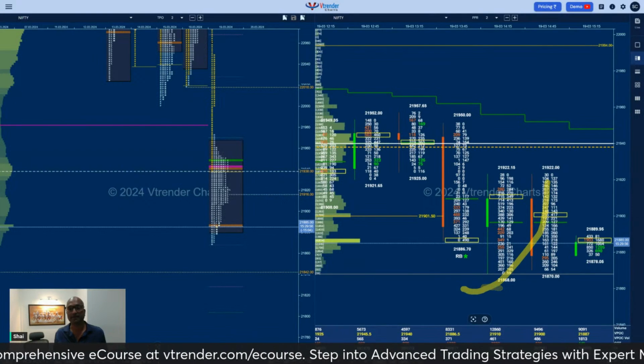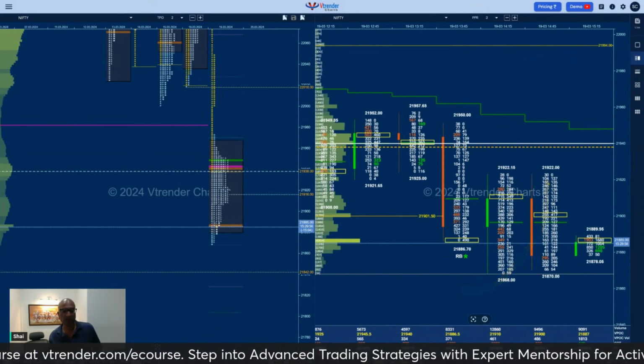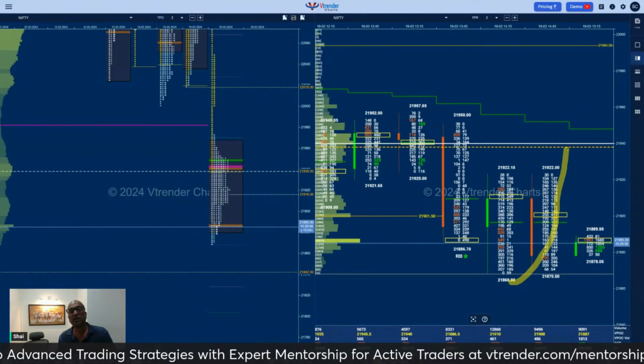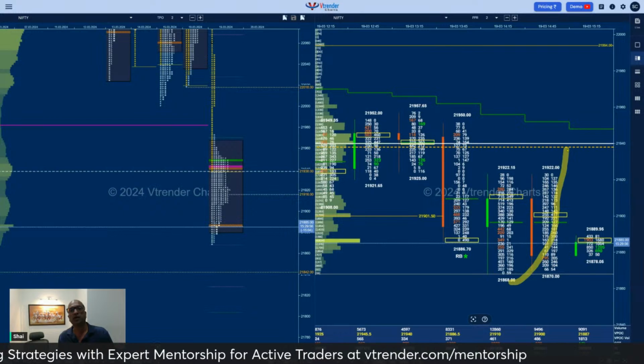There's nothing wrong with that. If you follow a rule and a strategy, you can still get a move back to this VWAP, and there would be conditions in place for you to recognize that move.